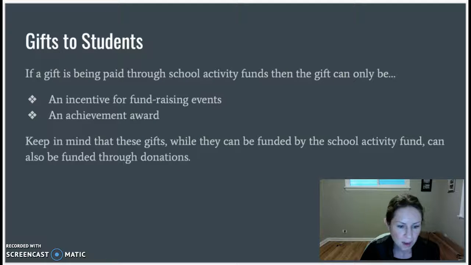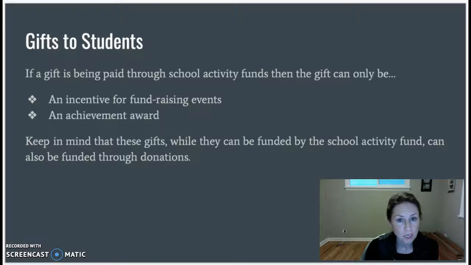So first, let's talk about gifts to students. If a gift is being paid through school activity funds, then the gift can only be an incentive for fundraising events and should only be given to students who participated in that particular fundraising event. The incentive should also be age appropriate and shouldn't decrease the event's profit. And of course, gifts should be given equitably.